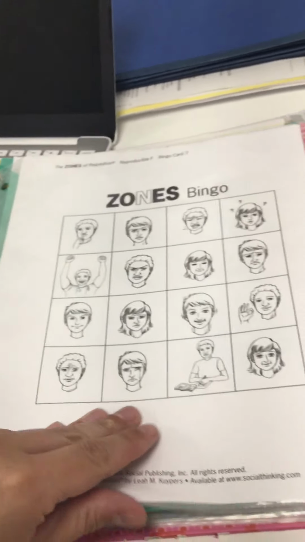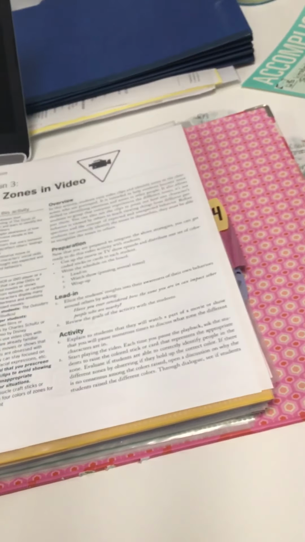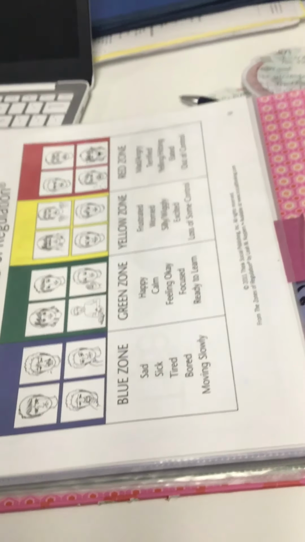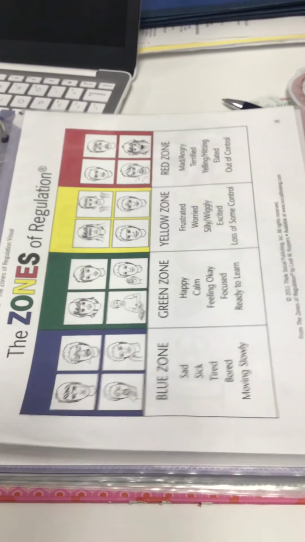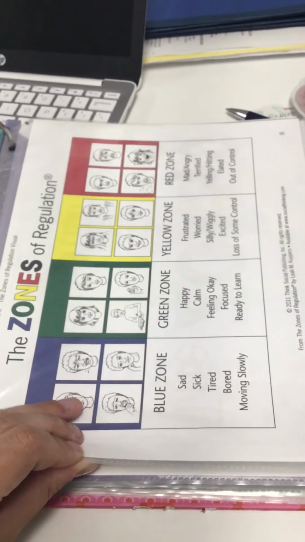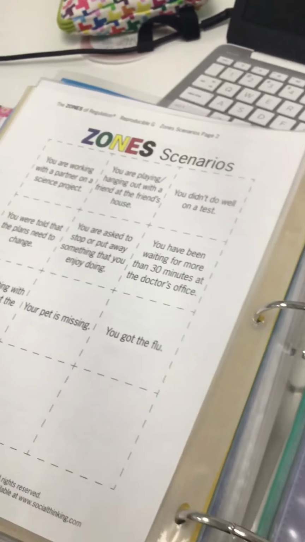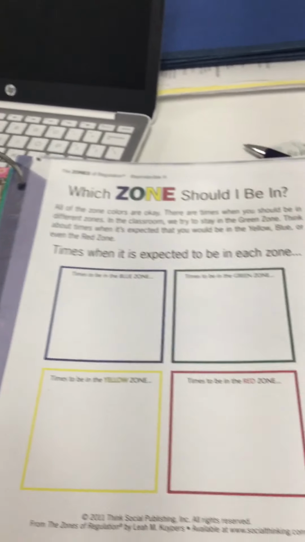So here's some more Zones Bingo, and you'll see some people use dry erase markers on it too. And then we have all the different things. This is the Zones and Me cards. And this is also an easy Zones of Regulation chart that I've used with kids, to break down which emotions go in each category. And then here are some scenarios and working through that. So these are just some different resources for you to use.